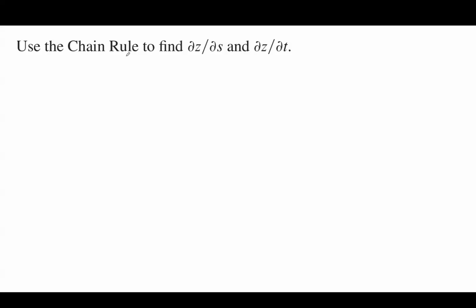Let us use the chain rule to find the partial derivative of z with respect to s and the partial derivative of z with respect to t. z is defined as (x minus y) to the power 5, and at the same time, x depends on s and t, and y also depends on s and t.